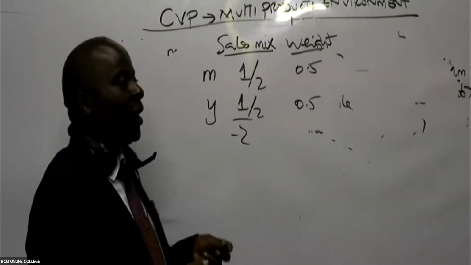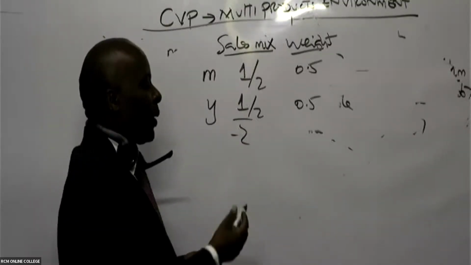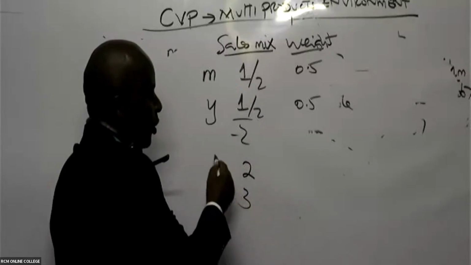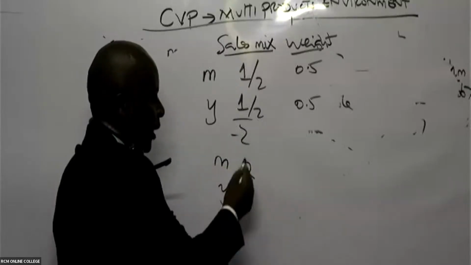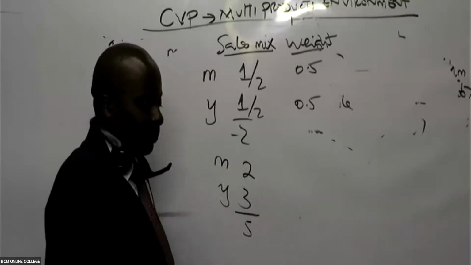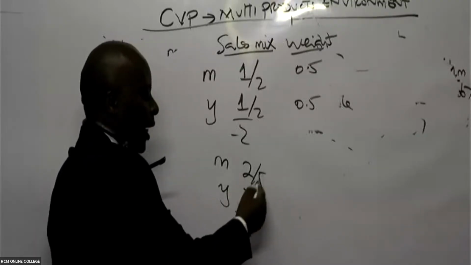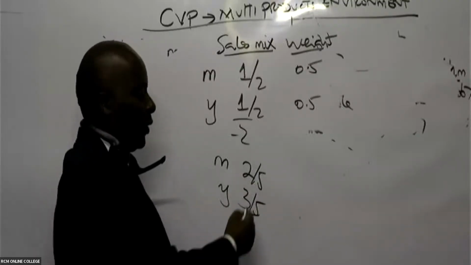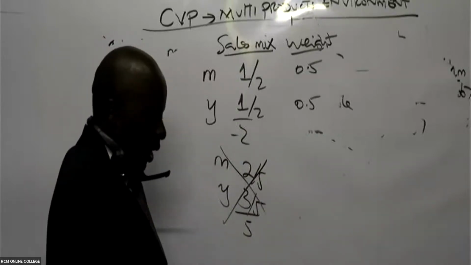So it doesn't matter. If, for example, they tell you the sales mix is 2:3, you know that this will be M, this will be Y. So the total is 5, and then it will be 2/5, 3/5. This is just, by the way, obiter dicta.